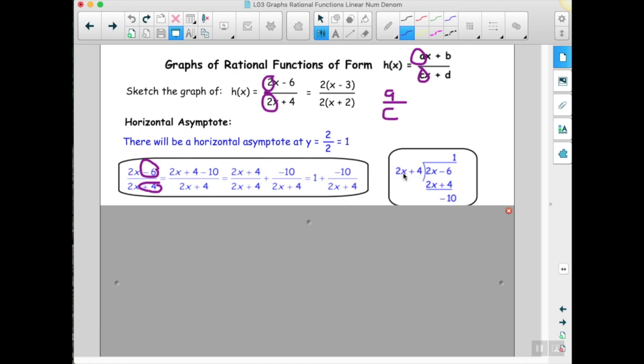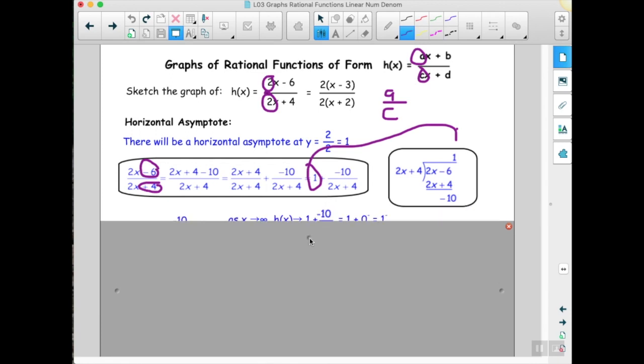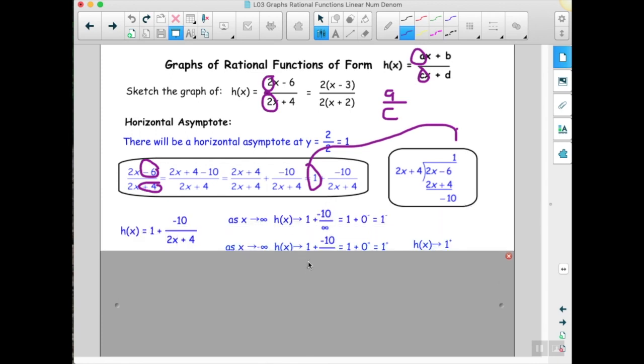If I do the long division, then 2x plus 4 is going into 2x minus 6. 2x goes into 2x once. 1 times 2x plus 4 is 2x plus 4, and when I subtract, I get my -10. The quotient goes here, the remainder goes here, the divisor goes there. So I'm going to get the same answer again, regardless of how we slice that. All right, now we're going to think about behaviors, because you have to analyze the behaviors now.